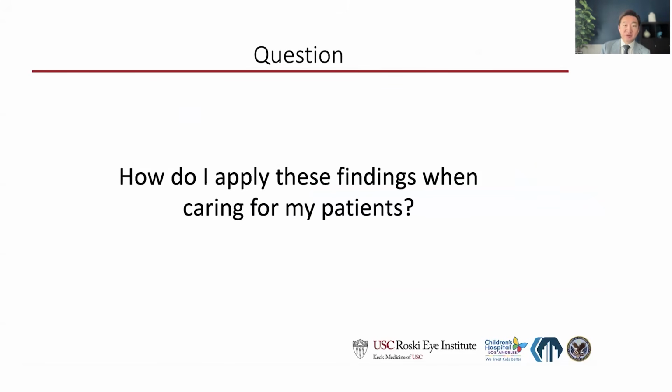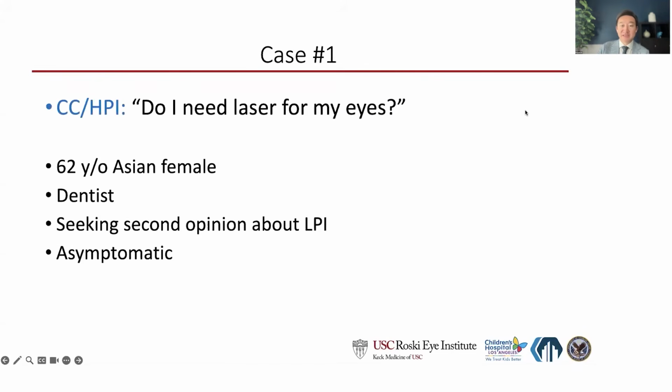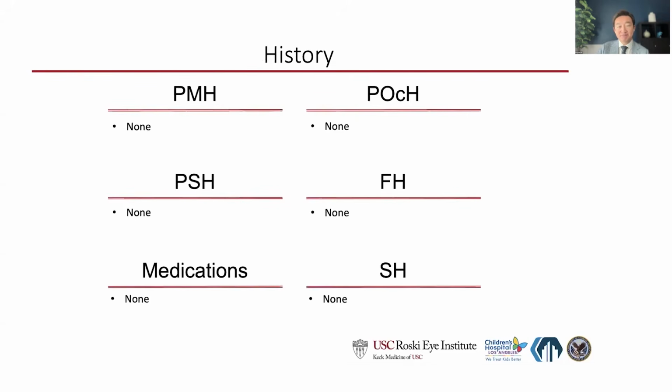So at this point, you're probably wondering, how do I actually apply these findings when I'm caring for my patients? And here I have 2 cases that I'd like to share with you that highlight the clinical applicability of these findings. So the first case is a 62-year-old Asian female who was seen in my clinic. She asked me, do I need laser for my eyes? She works as a dentist, and she was seeking a second opinion about LPI. She was completely asymptomatic and not terribly motivated to have laser.